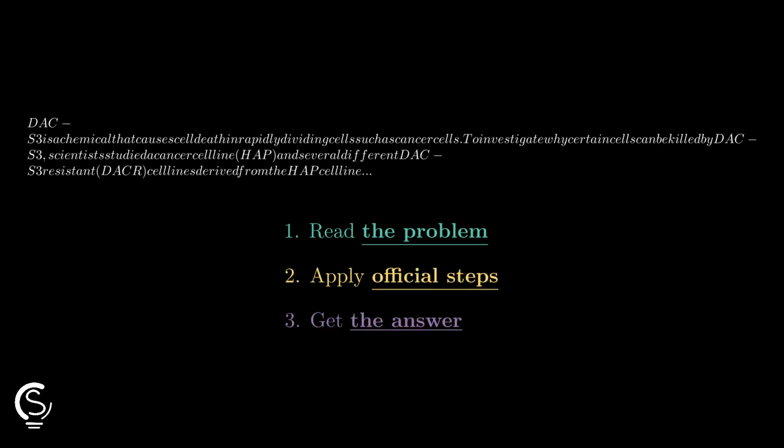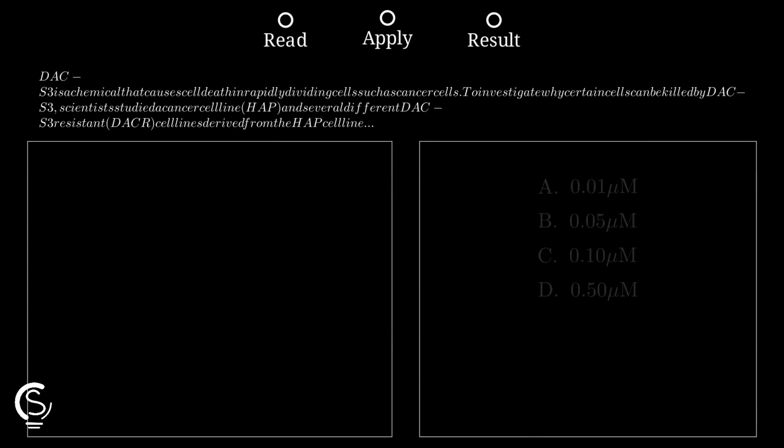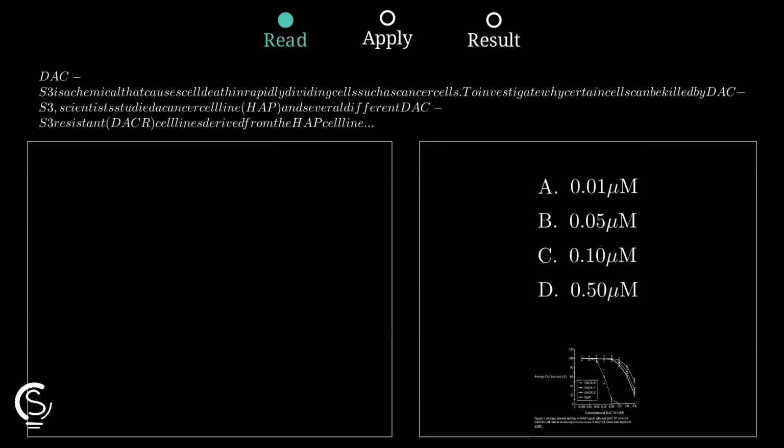I got your back. Finding the survival rate of cancer cells is actually super easy if you know how to read the graph. Let's solve this problem right now. First, look closely at Figure 1 and find the curve representing the HAP cell line. We need to focus specifically on this dataset to find our target survival rate today.